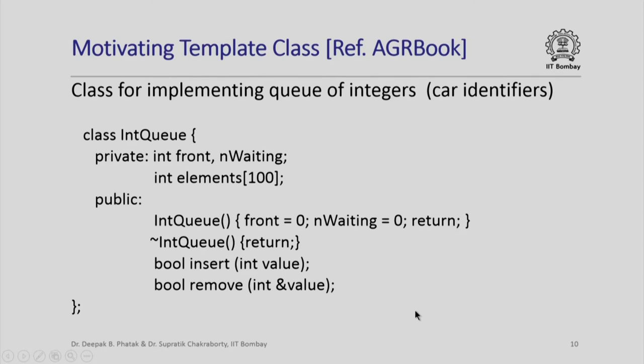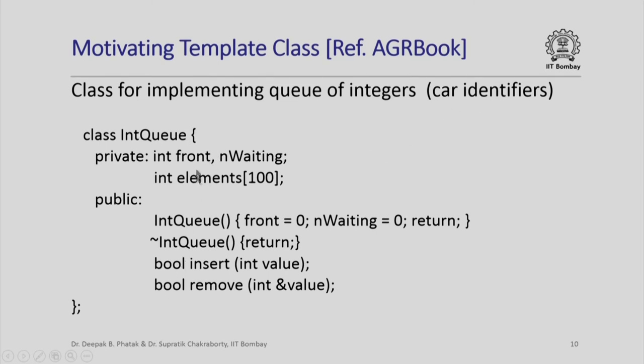Now that we know how to write class definitions by perhaps declaring some member functions inside them and then defining them outside them, and also some member functions could be defined inside the class as well, let us see what might happen in a typical programming environment where I might want to use different classes which do not differ very much from each other but differ only in the data types of some members. So here is a class for implementing a queue of integers. Let us say that these integers are identifiers of cars waiting in a queue.